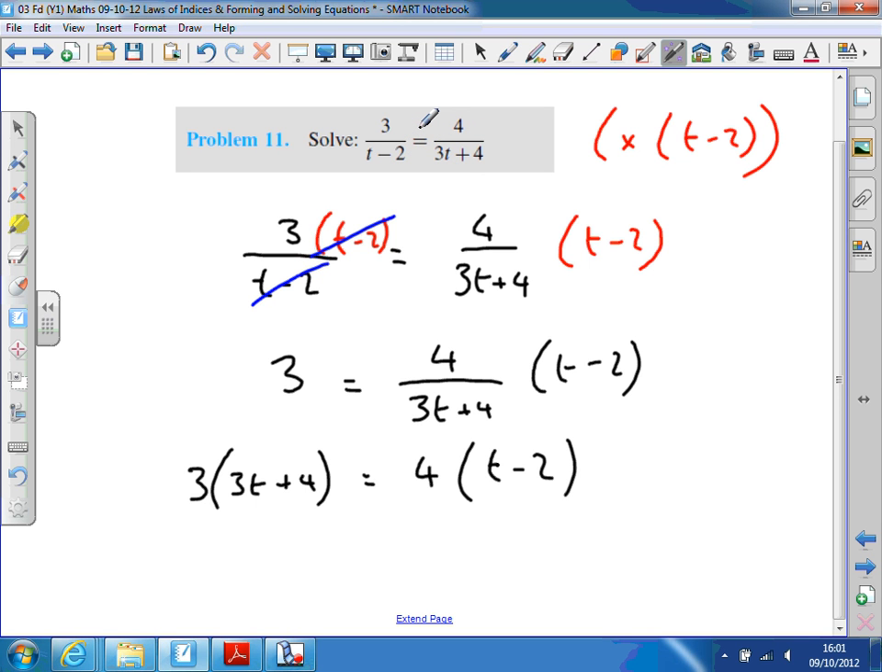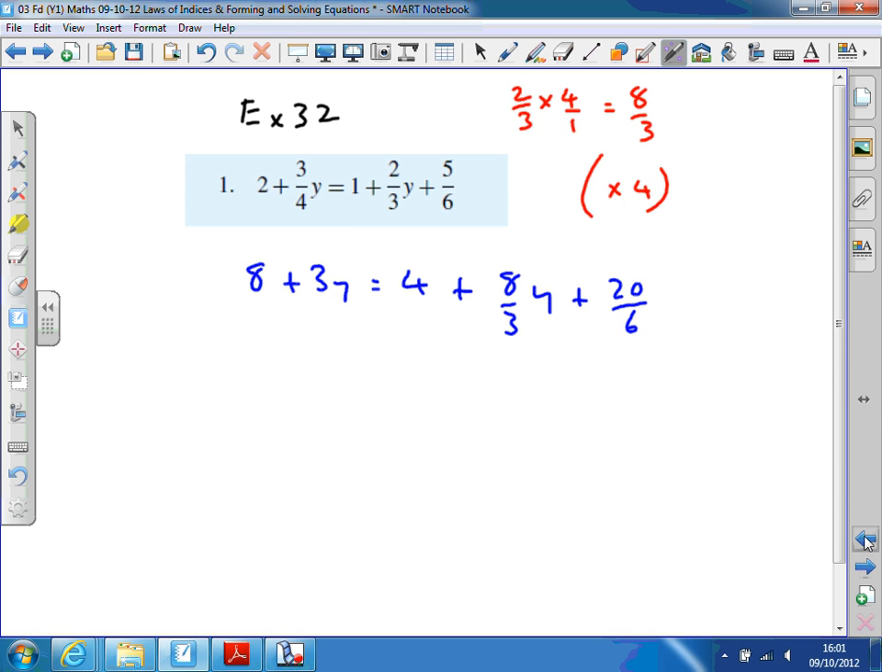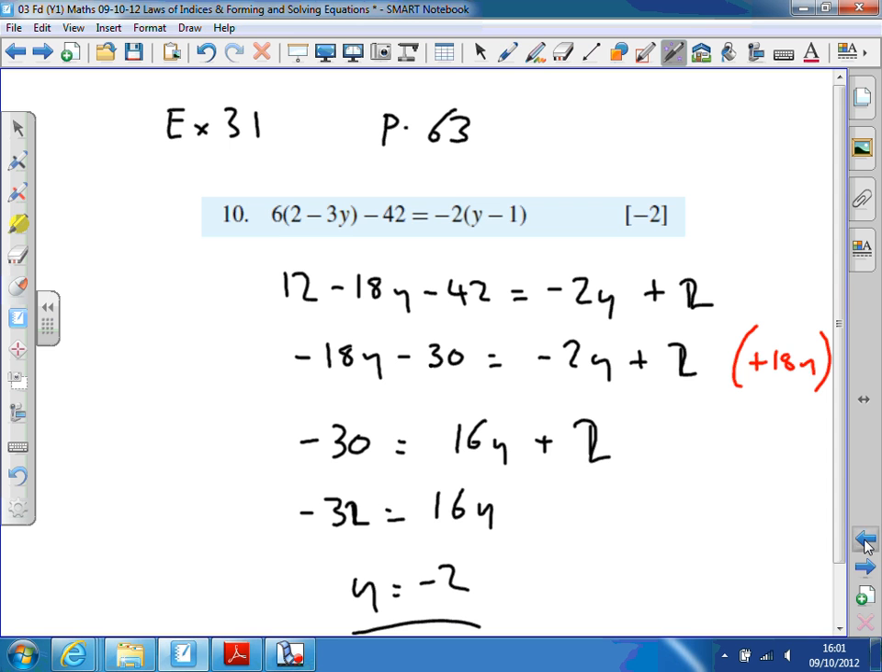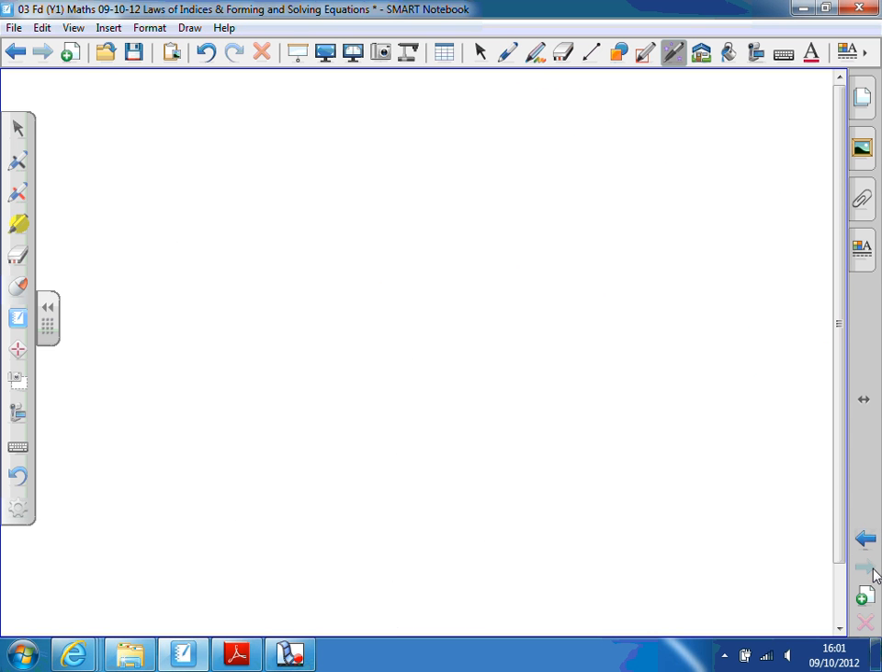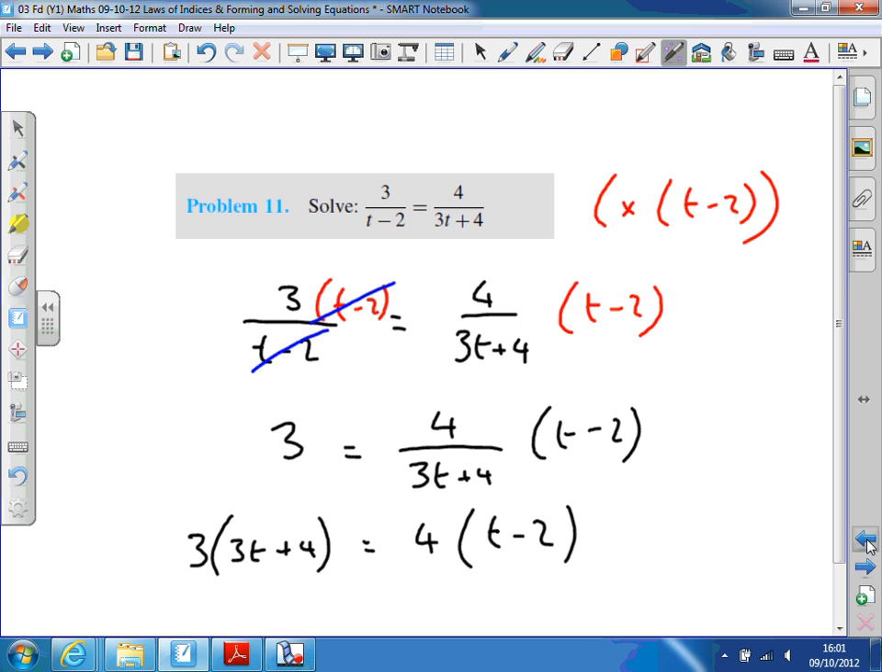And now we're in a similar position to where we were in an earlier question. This first question we looked at, which was this one, where I've got to multiply out the brackets and then collect together like terms and get all the t's in one side. Okay, so I'll leave you to finish that question off and multiply out the brackets and then see what you get.